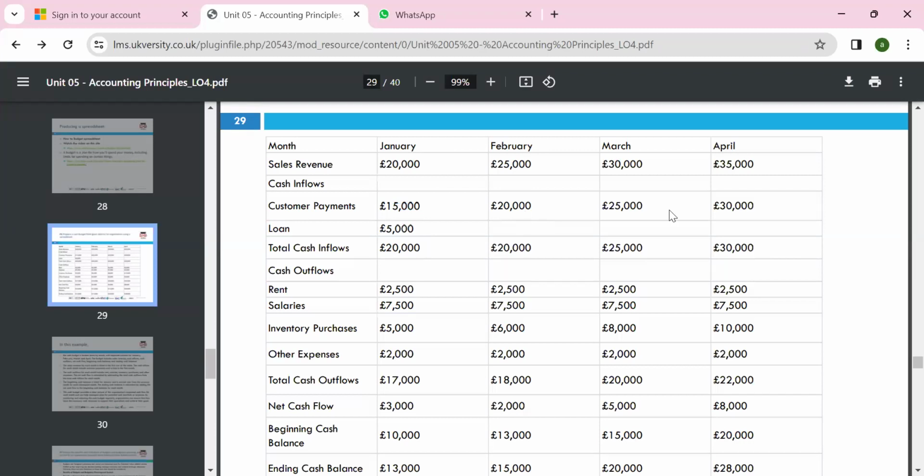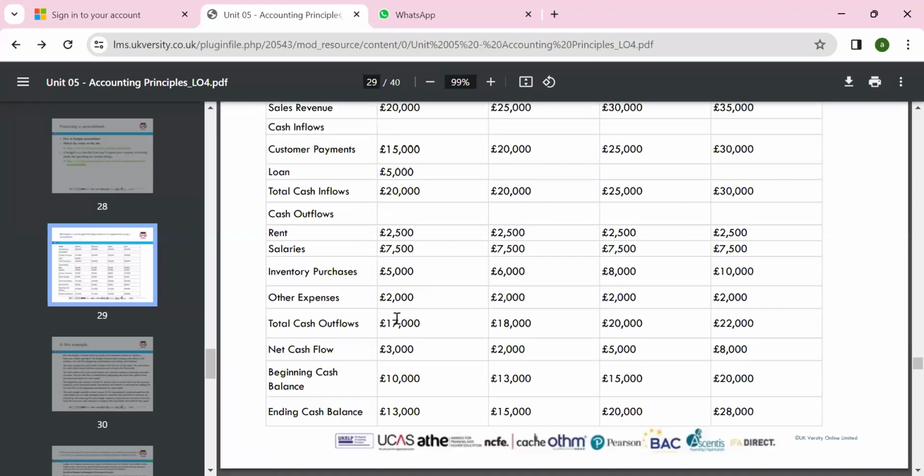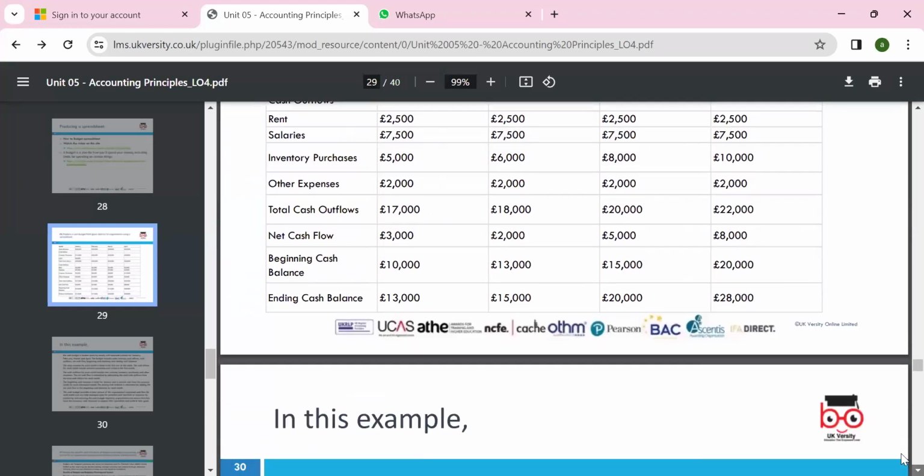Yes. So we can look at the outflows, how much money will go out, 17,000. So the net cash flow is 3,000. The beginning balance is 10,000 plus 3,000, which is 13,000. So that's the way it works. This month's ending balance becomes the next month's opening balance. Can you see here? 13,000, which I will carry on doing. So we can carry on putting in the figures and create it.